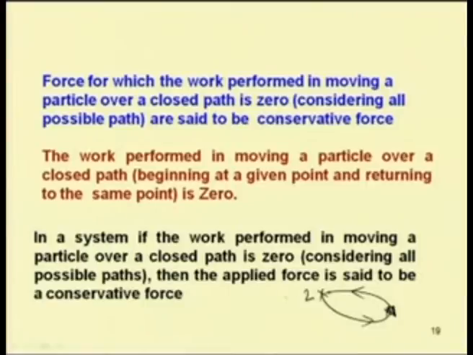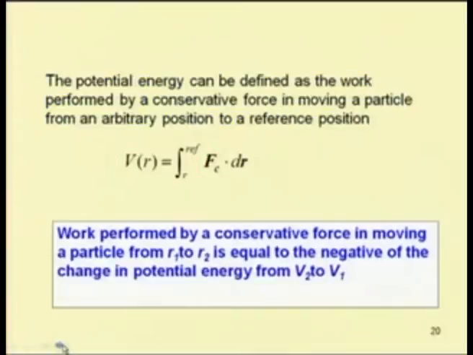That means a force for which the work performed in moving a particle over a closed path is 0, considering all possible paths, is said to be a conservative force. The work performed in moving a particle over a closed path beginning at a given point and returning to the same point is also 0. Also, in a system, if the work performed in moving a particle over a closed path is 0, then the applied force is said to be a conservative force.